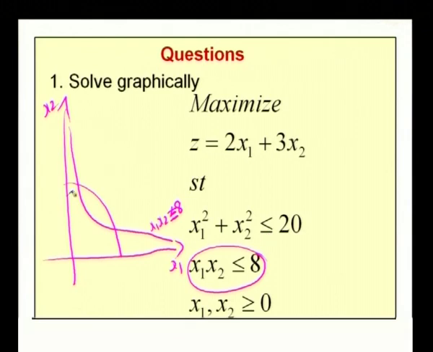Now, the feasible region is the region which is common to both the curves. So, this is our feasible region. Now, in this feasible region, we will look for the optimal solution with the help of the usual methods. Thank you.